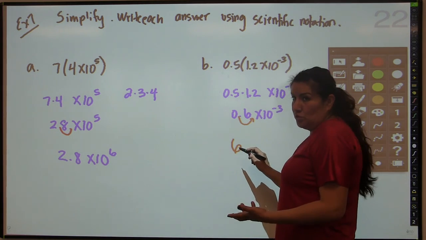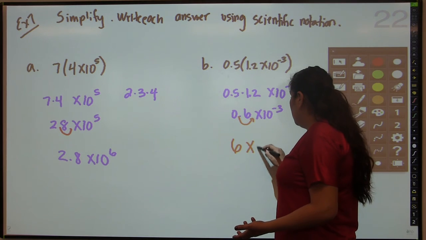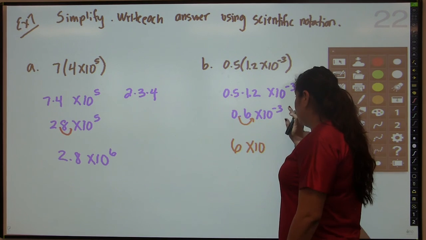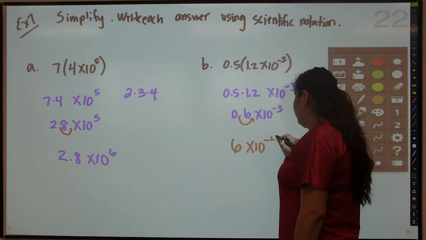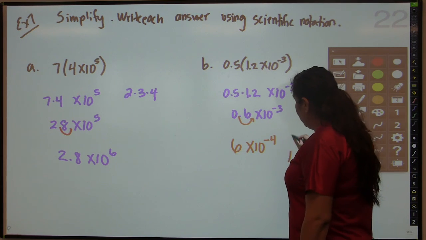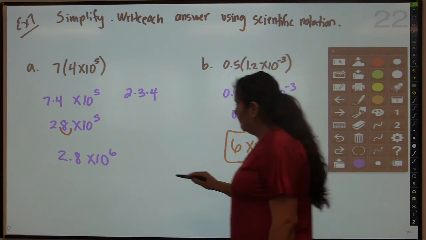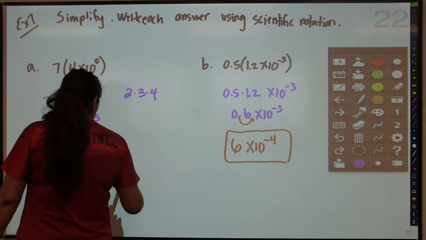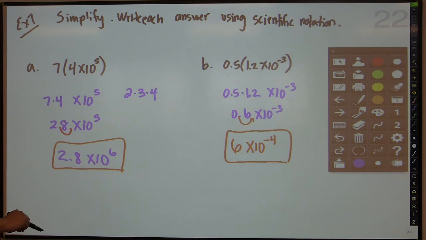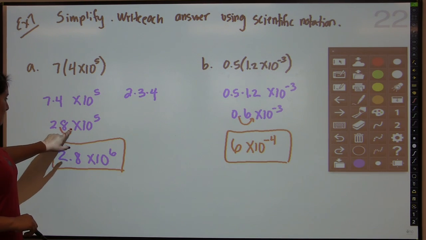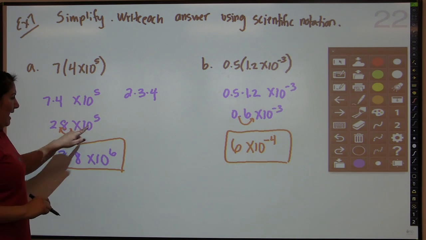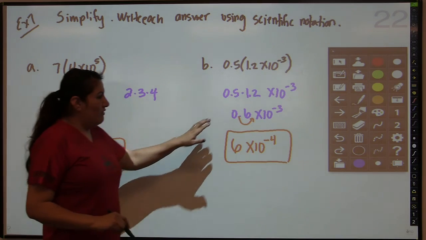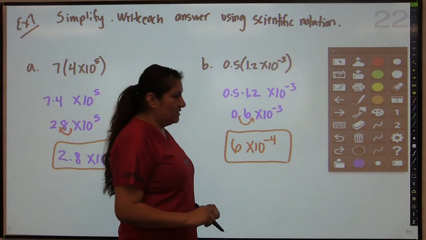And 6 is larger than 1, but smaller than 10. And because I moved it to the right, I'm going to take my negative 3 and subtract 1. So that'll be negative 3 minus 1 is negative 4. So now this will be my answer for part B. So that is how you multiply numbers that have scientific notation in them. So again, in the first case, I moved my decimal to the left, and when I move it to the left, I add 1 to the exponent. But when I move it to the right, I subtract 1 from the exponent.